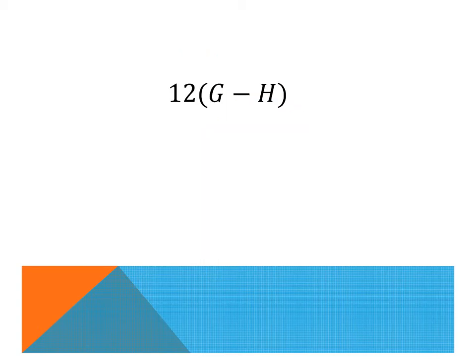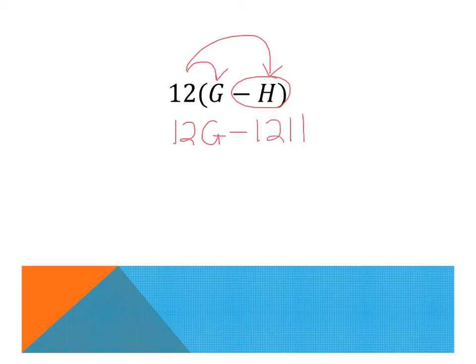Now let's go to the flap that has 12 times g minus h. So we take our 12 and multiply it by g. 12 times g is 12g. And then we say 12 times negative h, which is a negative 12h. We do not have any like terms, so we are finished.